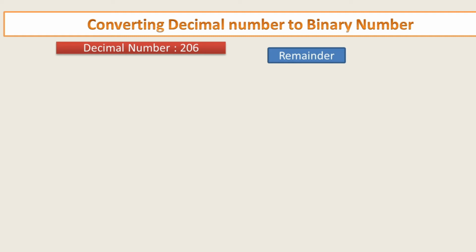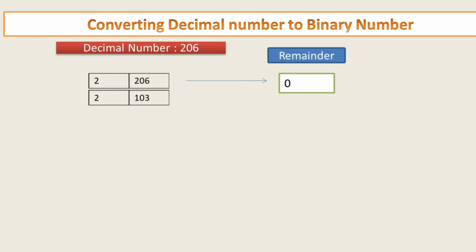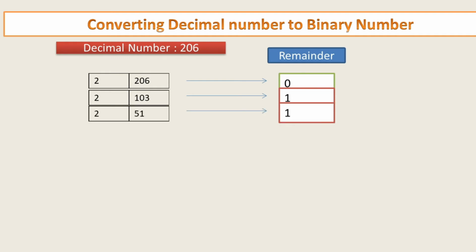Let us consider the number 206. We divide 206 by 2 and we keep on storing the remainder. After dividing 206 by 2, the quotient is 103. Again, we divide the number by 2 and we store the remainder. We keep on doing it.